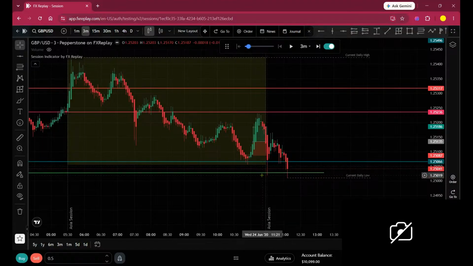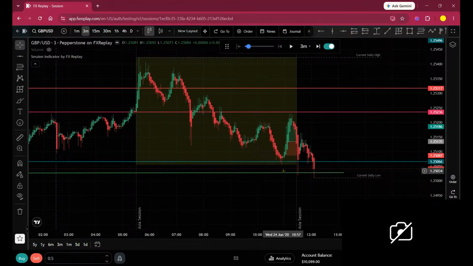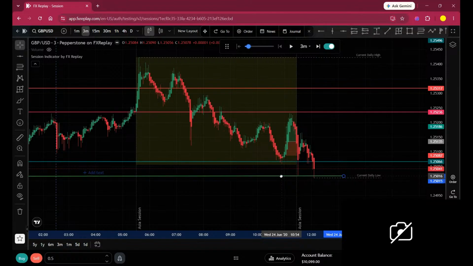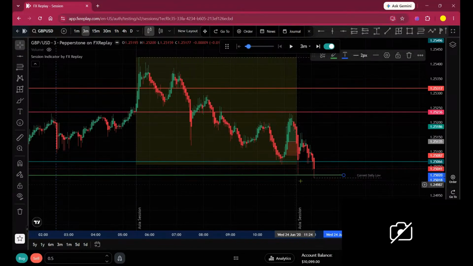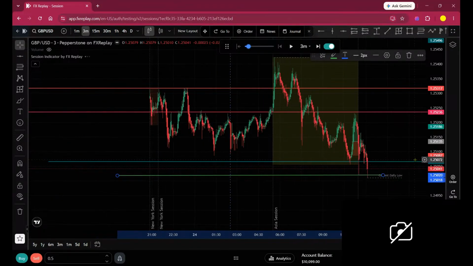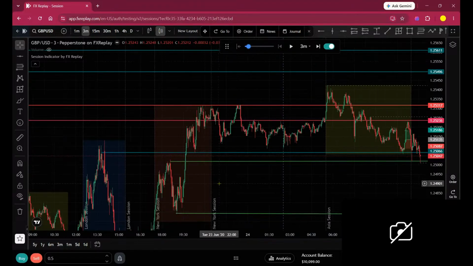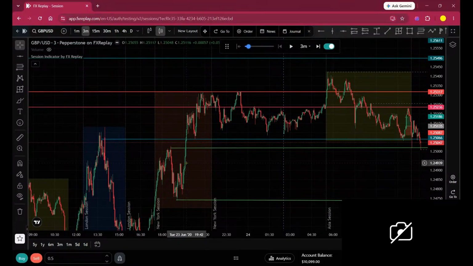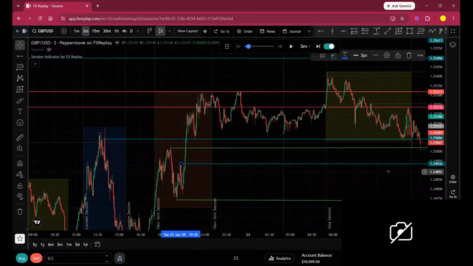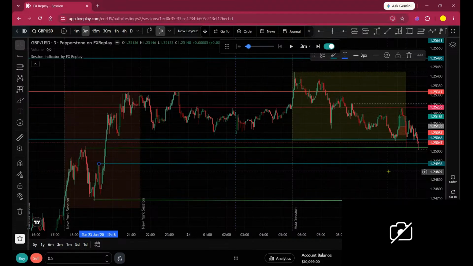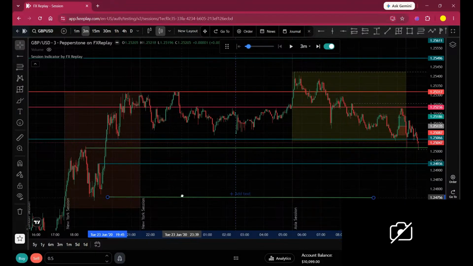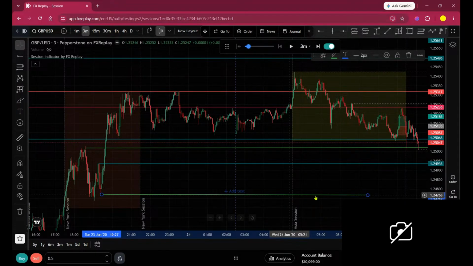If you see, the market again swept the low. This is the fresh liquidity here. Now the market again swept this fresh liquidity. Next liquidity we have this, and the market can respect this line as a support. Okay, and then the next liquidity will be this zone, this and this.